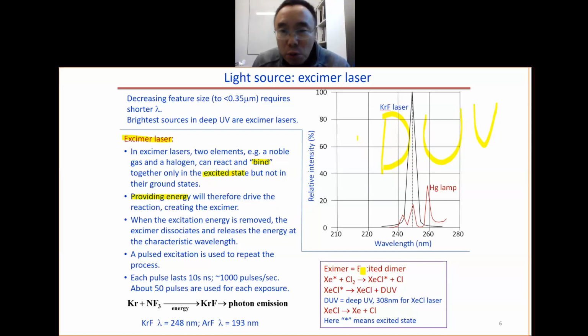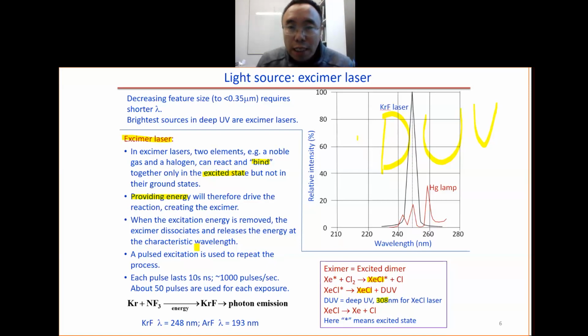Here is the example of the xenon chloride excimer laser. You can see we have xenon and chlorine. They will form xenon chloride in the excited state. But this excited state is not stable. It falls apart and releases the deep UV light. Then this is the ground state, which is also not stable. It will fall apart to form xenon and chlorine. For xenon chloride, the wavelength is 308 nanometer. For krypton fluoride, the wavelength is 248 nanometer.